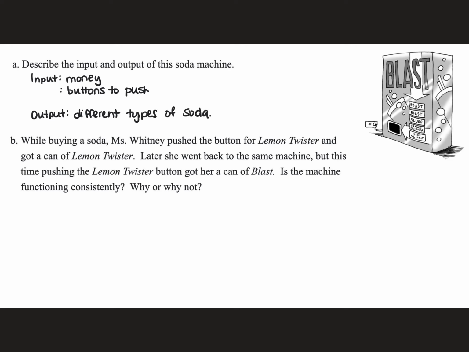Okay. So while buying a soda, Miss Whitney pushed the button for Lemon Twister and got a can of Lemon Twister. Later, she went back to the same machine, but this time pushing the Lemon Twister button got her a can of Blast. Is this machine functioning consistently? Why or why not? So again, take a second, type in your answer, and then we'll see what you got.